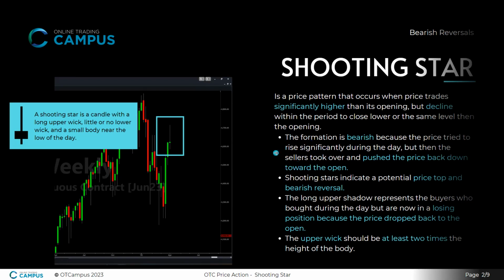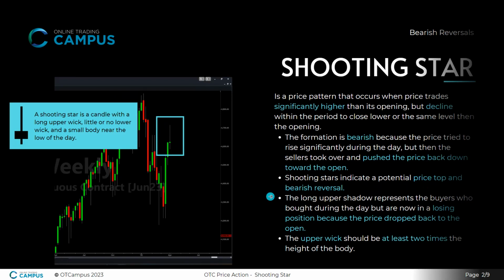The formation is bearish because the price tried to rise significantly during the day, but then the sellers took over and pushed the price back down to the open. That means at the end of the week of this time frame here, the sellers are definitely more powerful, the winner over the buyers. Shooting stars indicate a potential price top and bearish reversal. Most of the time, the shooting star indicates a potential price top. That's the top of the price formation here, okay?